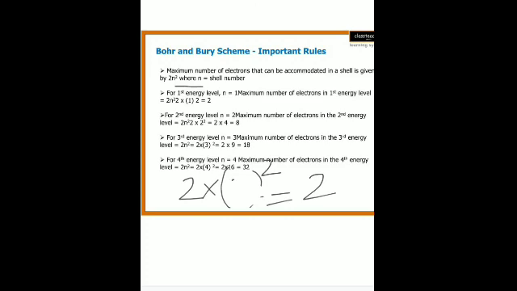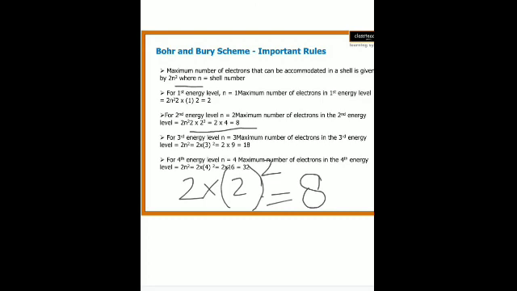I will write it a little more clearly. So n is 2, and this is square. So 2 square is how many? 2 square is 4, and 2 into 4 becomes 8. So the maximum number of electrons that can fit in the second energy level, the second shell, is 8. It can be 7, 6, 5, 4, 3, 2, 1, but it can never be 9, 10, 11 and so on.